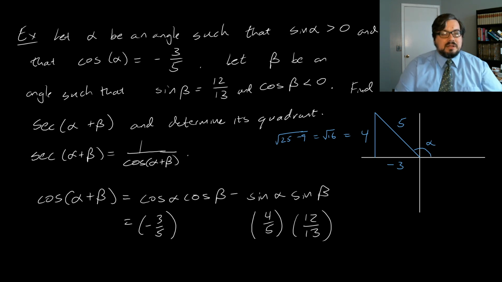Now, going on the other side, we have that sine of beta is 12/13, and that means that beta has to be in quadrant 1 or quadrant 4.